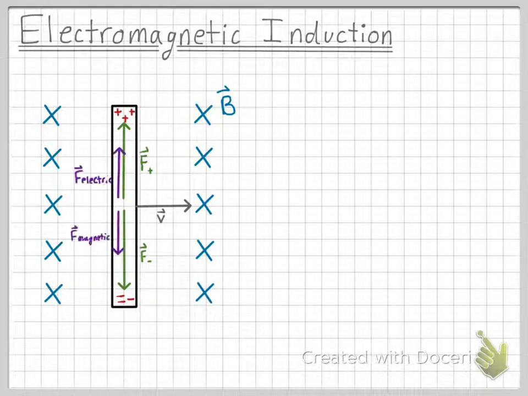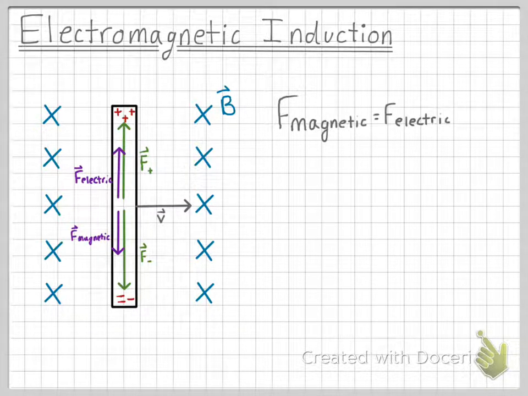The charges that are separated eventually start to repulse each other since like charges do not want to be close to each other. Equilibrium is established when the magnetic force cancels the electric force of the repulsion. And at this point, the electric and magnetic forces are equal.